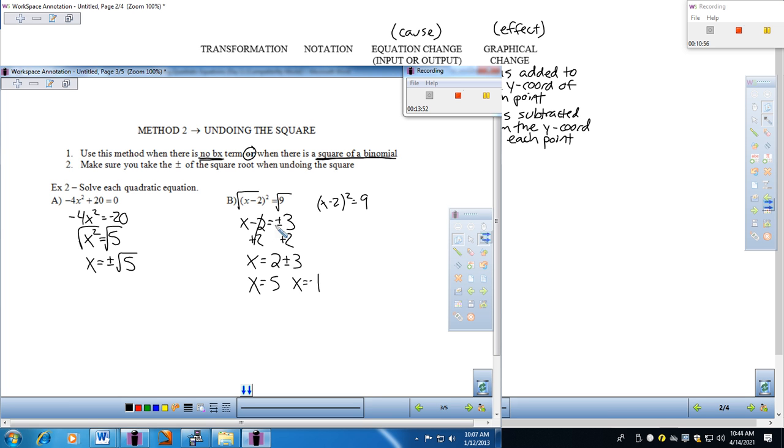Okay, so just be careful on undoing the square. It's great, but you have to make sure that you can only do it on those candidates.